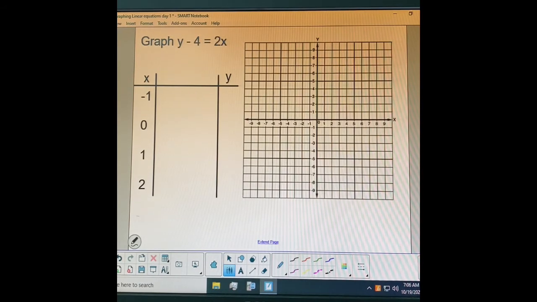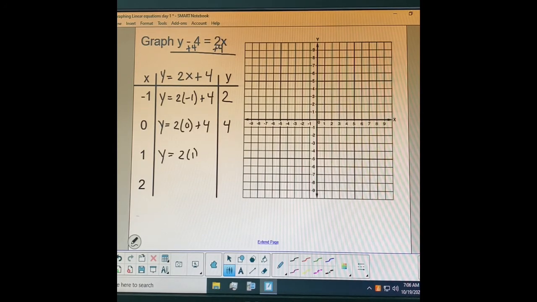This next equation is not in standard form. We have to add 4 to both sides, and now our line in standard form is y equals 2x plus 4. Again, plug in the values for x. Plug in x is -1, and you'll find that y is positive 2. Plug in x is 0, and y is positive 4. When x is 1, y is 6, and when x is 2, y is 8.